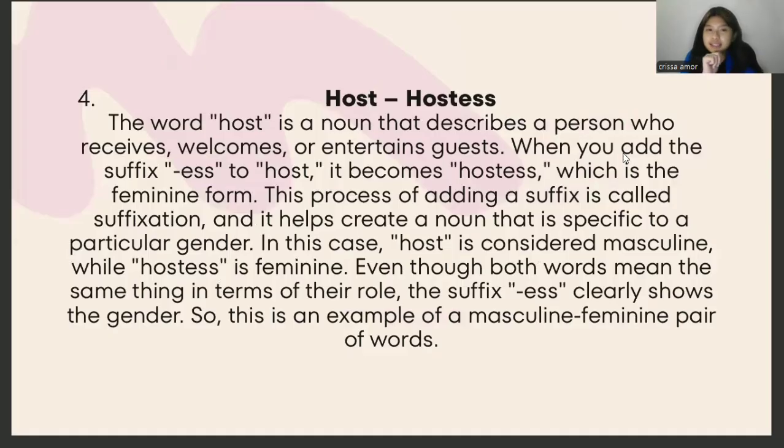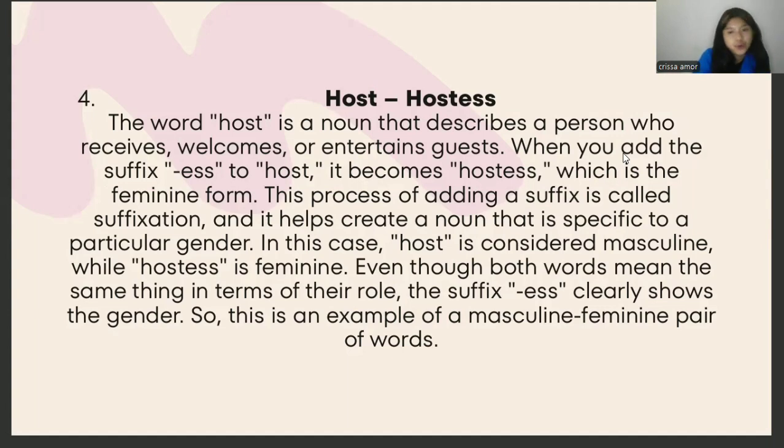The next is host and hostess. The word host is a noun that describes a person who receives, welcomes, or entertains guests. When you add the suffix s to host, it becomes hostess, which is the feminine form. This process of adding a suffix is called suffixation, and it helps create a noun that is specific to a particular gender. In this case, host is considered masculine, while hostess is feminine.